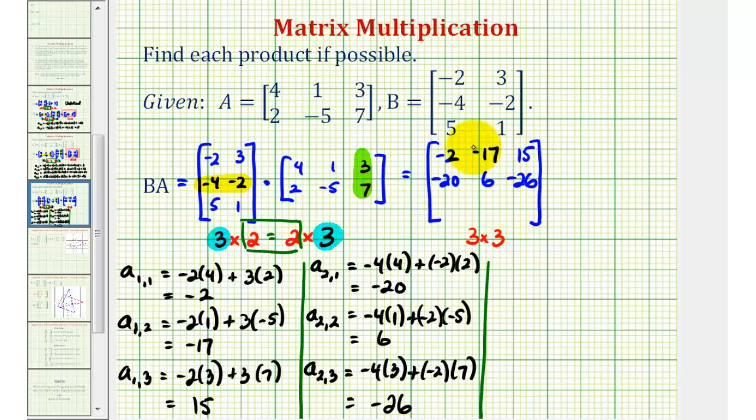Okay, we have 3 more elements to find. Next we'll go to row 3, so A sub 3, comma 1. We'll be using row 3 from the first matrix and column 1 from the second matrix. So row 3, column 1. So we'll have 5 times 4 plus 1 times 2. That would be 20 plus 2, or 22.